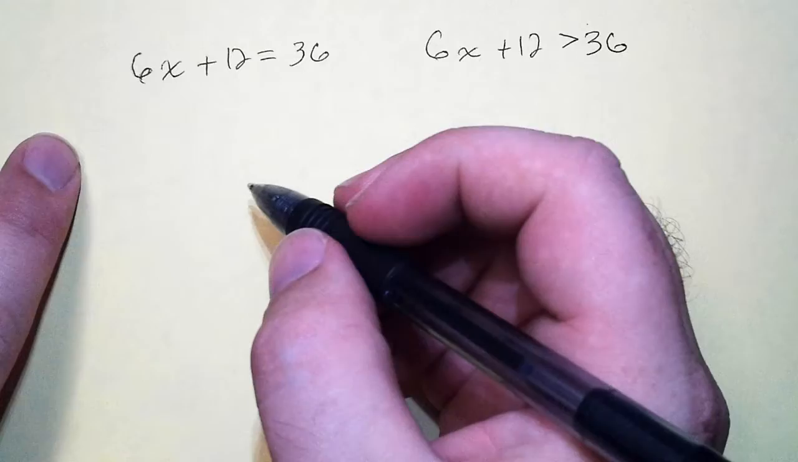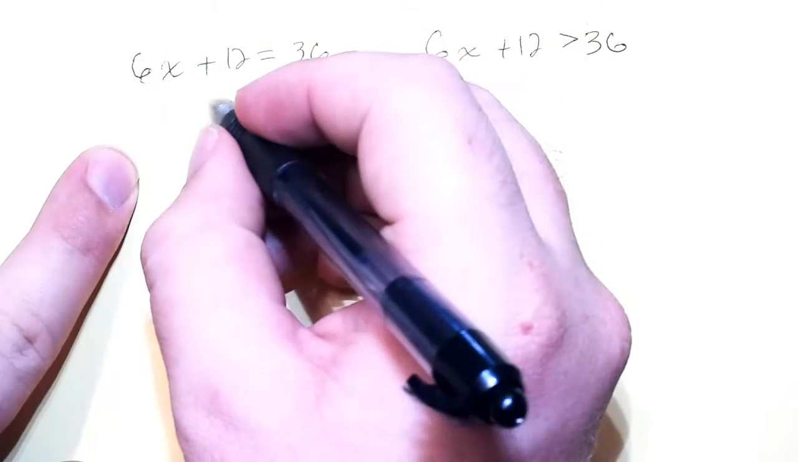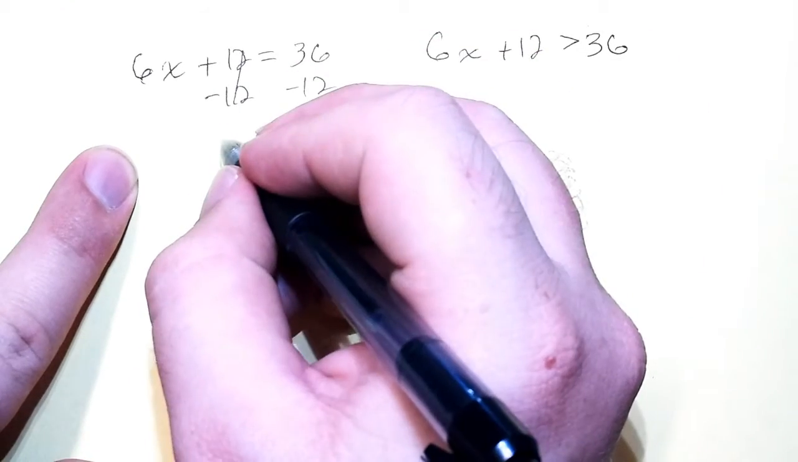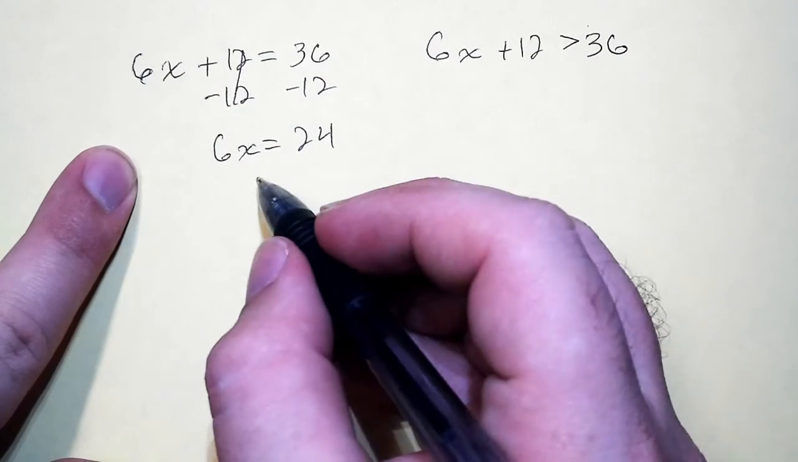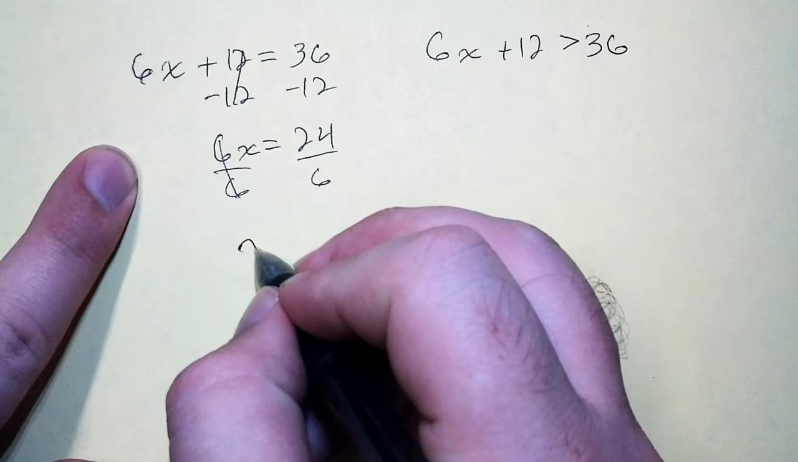Alright. Now, this one on the left is just going to be like all of our two-step equations. Move your numbers to one side. So we get 6x equals 24. And then we're going to divide by this number to get rid of it. We get x is equal to 4.